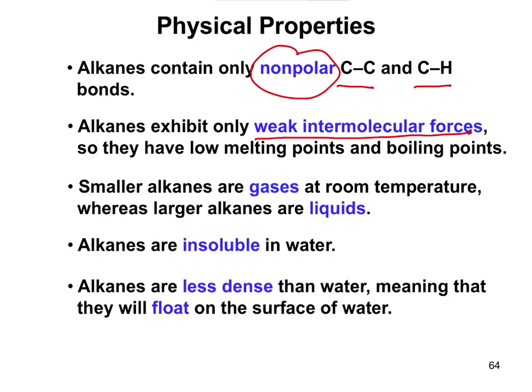And because of that, they're also going to have lower boiling points and melting points, right? There's not as many forces holding them together, so it's easier to pull them apart, so it takes less energy or less heat to melt them or boil them. Smaller alkanes are going to be gases at room temperature. Larger ones are going to be liquids. And usually that transitions somewhere around butane.